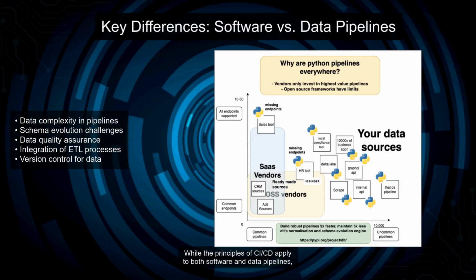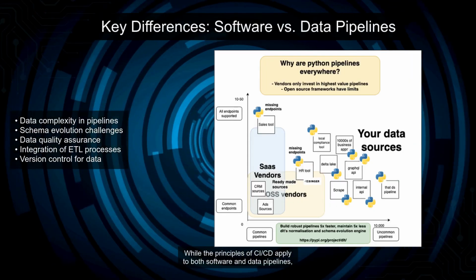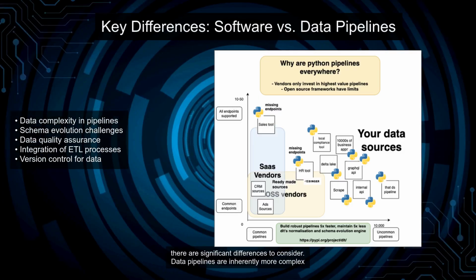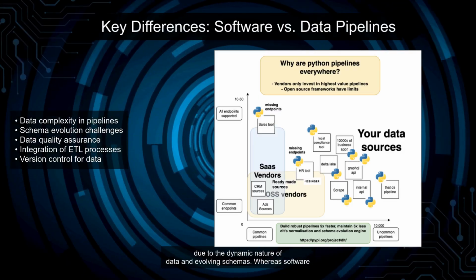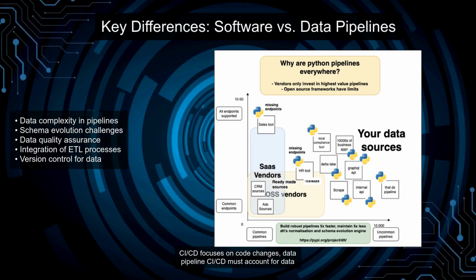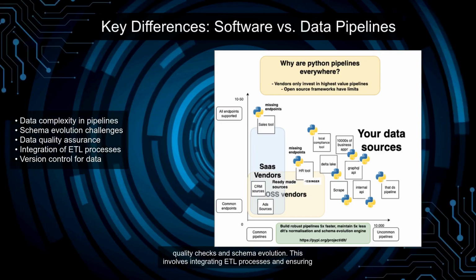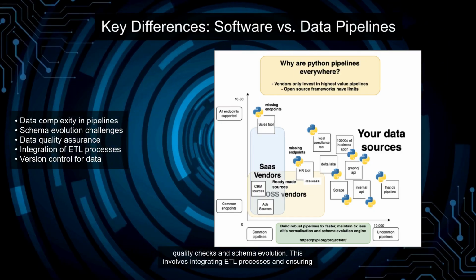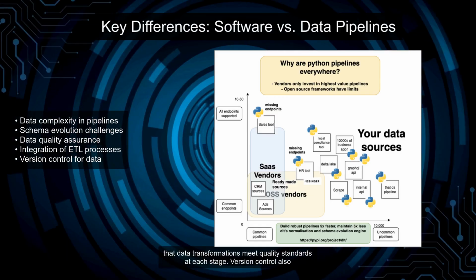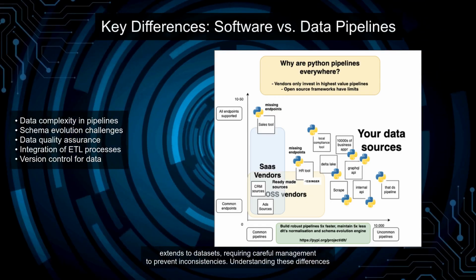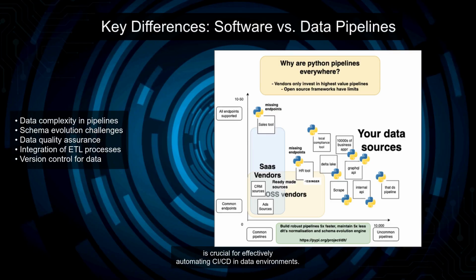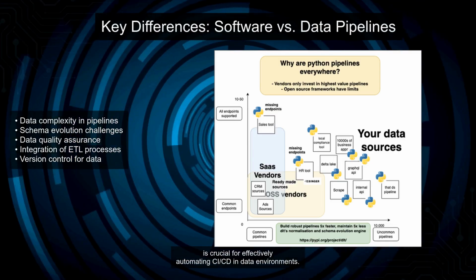While the principles of CI/CD apply to both software and data pipelines, there are significant differences to consider. Data pipelines are inherently more complex due to the dynamic nature of data and evolving schemas. Whereas software CI/CD focuses on code changes, data pipeline CI/CD must account for data quality checks and schema evolution. This involves integrating ETL processes and ensuring that data transformations meet quality standards at each stage. Version control also extends to datasets, requiring careful management to prevent inconsistencies. Understanding these differences is crucial for effectively automating CI/CD in data environments.